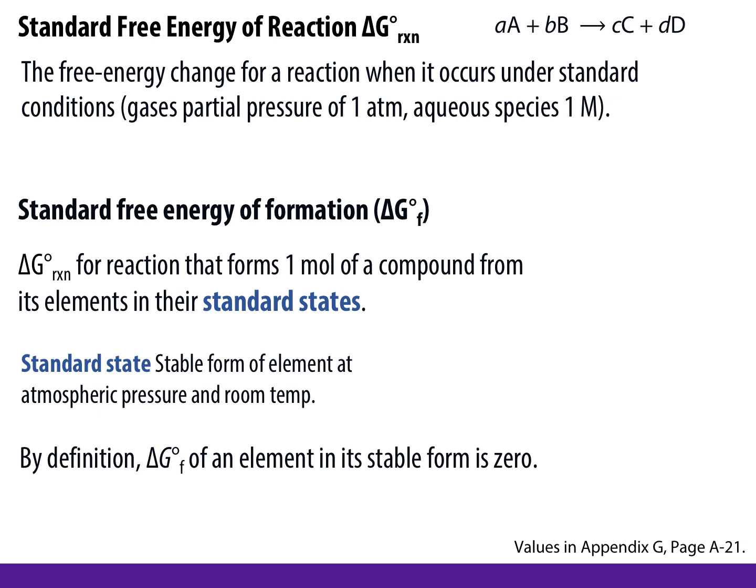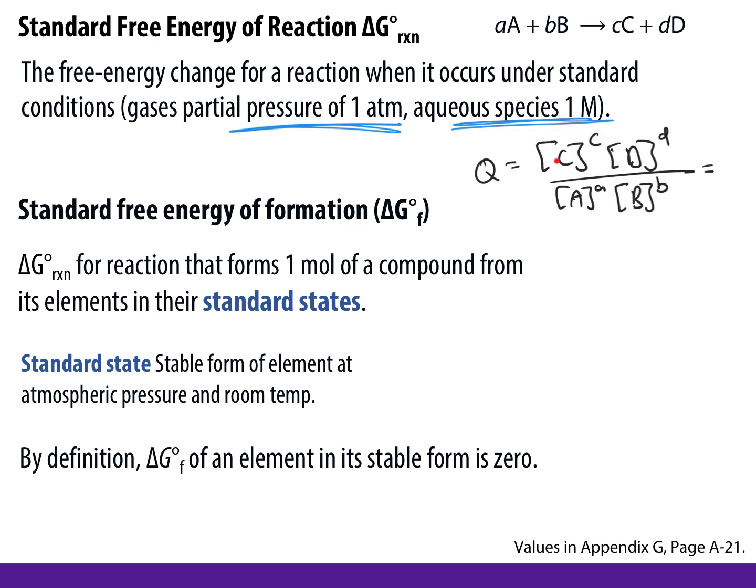Now, when we're thinking about this standard state, that's this condition where all the gases have a partial pressure of 1 atmosphere. All the aqueous species have a 1 molar concentration. In that case, remember when we get our Q is equal to products over reactants, since every term here is going to be 1, it's 1 to a bunch of different powers, which is still 1. The standard state condition is where Q is equal to 1.